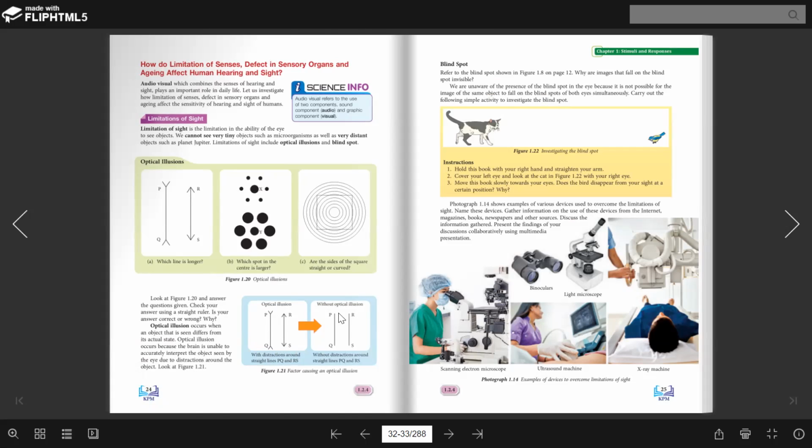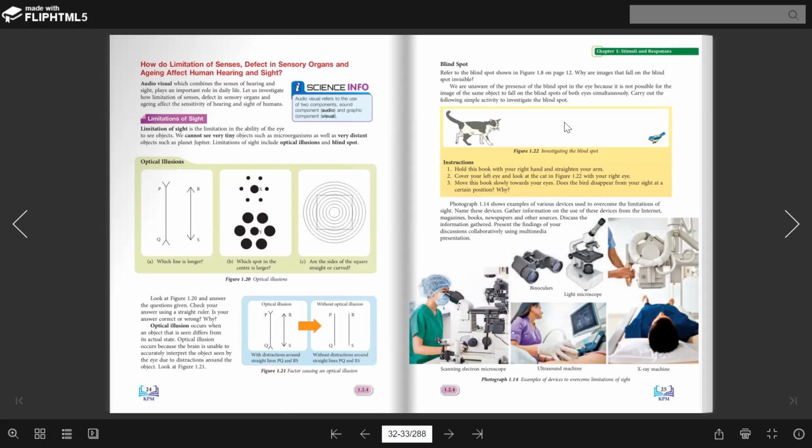As I said just now, PQ and RS actually have the same length, but due to the distraction, our brain cannot interpret it correctly. So you will consider that these two have different lengths. In fact, they have the same length. Okay, enough with optical illusion.